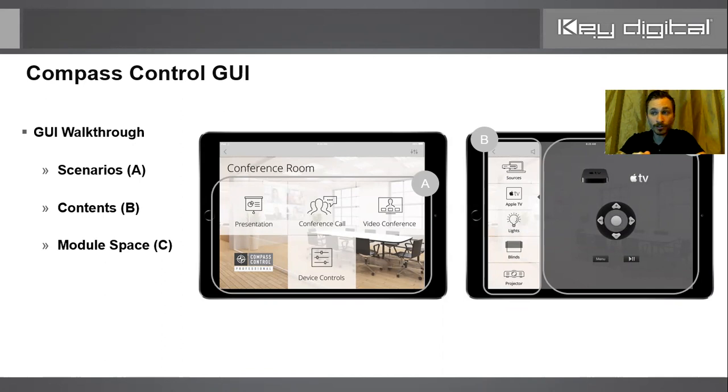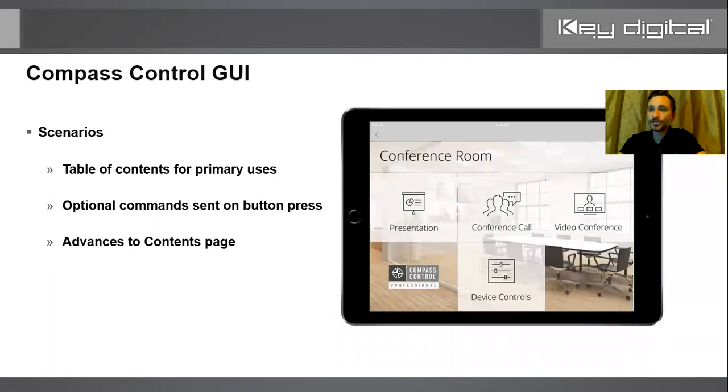Then when you press one of those buttons, it'll advance you to the next page, where we have our contents space in the B section there, and our module space, the device modules that we see. So the scenarios, think of that as your table of contents for your usage of your system. When you press that button, it will advance you to the next page where we see the contents list and we have the module space.